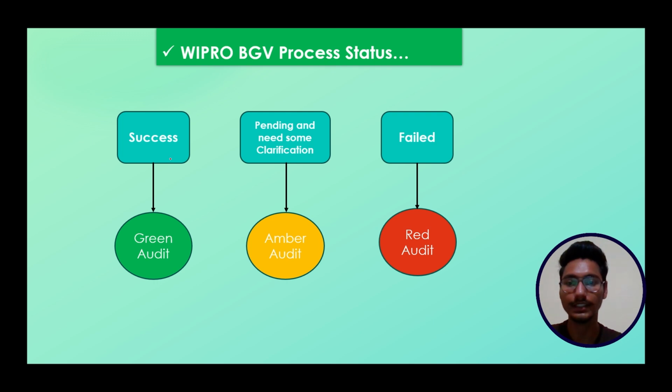So the first status is success status. That means you will receive a green audit mail. It is written that your documents got verified successfully. And if you get an amber audit mail, it means you have pending documents and they want some clarification about it. And if you get a red audit mail, it means your documents got rejected because you are not falling in the eligibility criteria or any other issue. So one by one, we'll discuss all the process statuses, with proof.